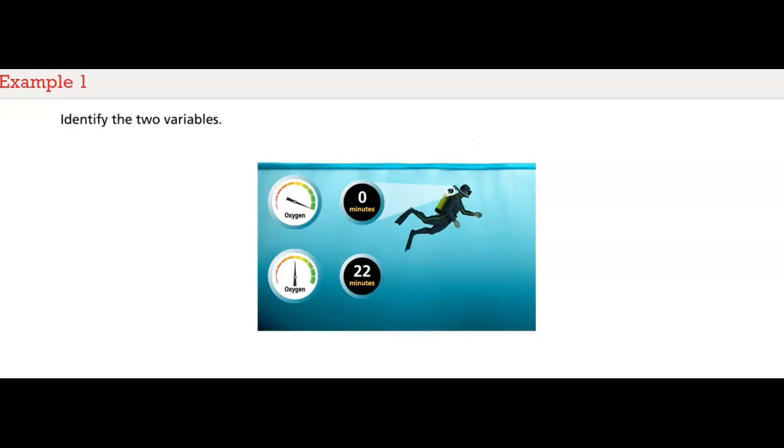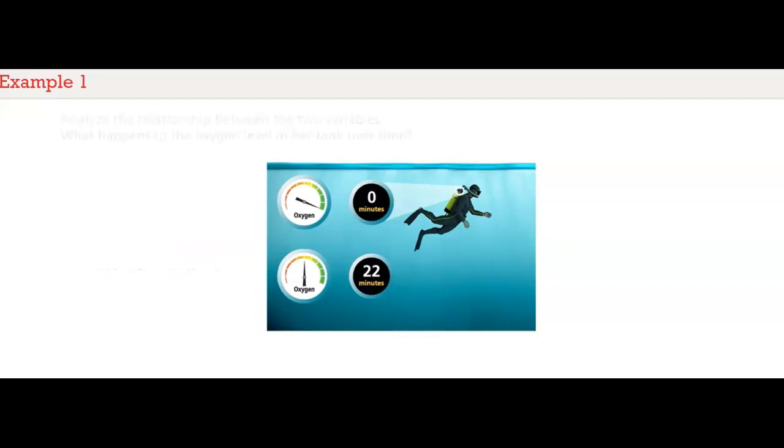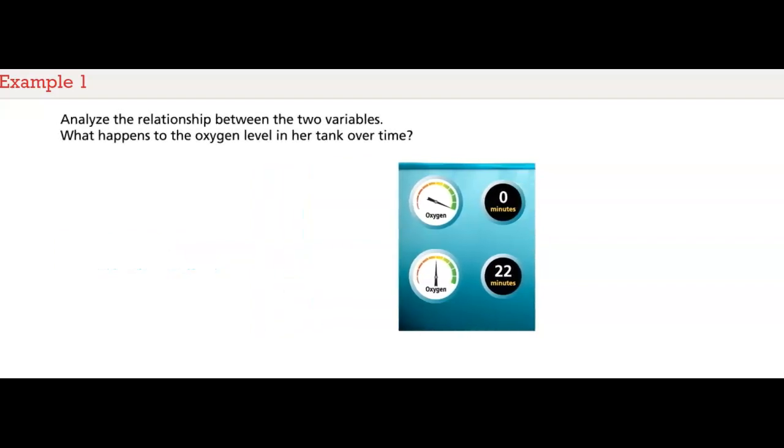Begin by identifying the two variables. The input variable is time, or T. The output variable is the oxygen level in the tank, or L. Now, we need to analyze the relationship between these two variables.